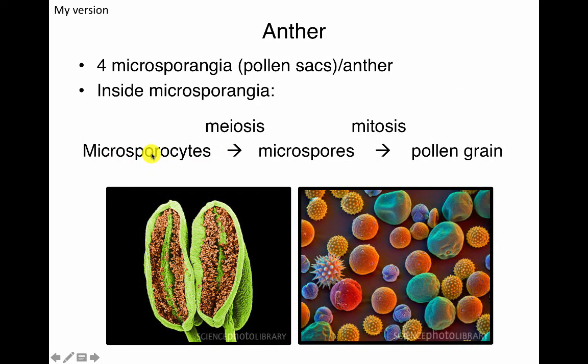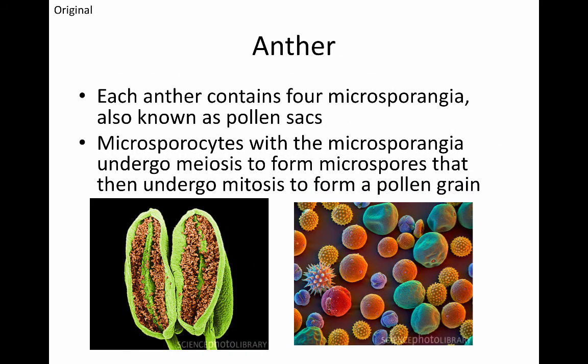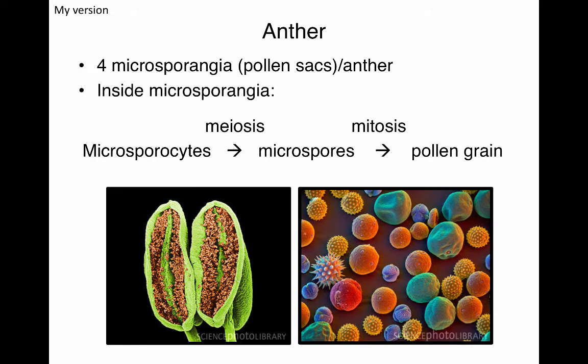So we start with microsporocytes. They undergo meiosis to result in half the amount of chromosomes in a structure called a microspore. And then the spore is going to produce, through mitosis, the pollen grain. That would be how you would transition this slide into something more reasonable. And of course, you do have to explain it.